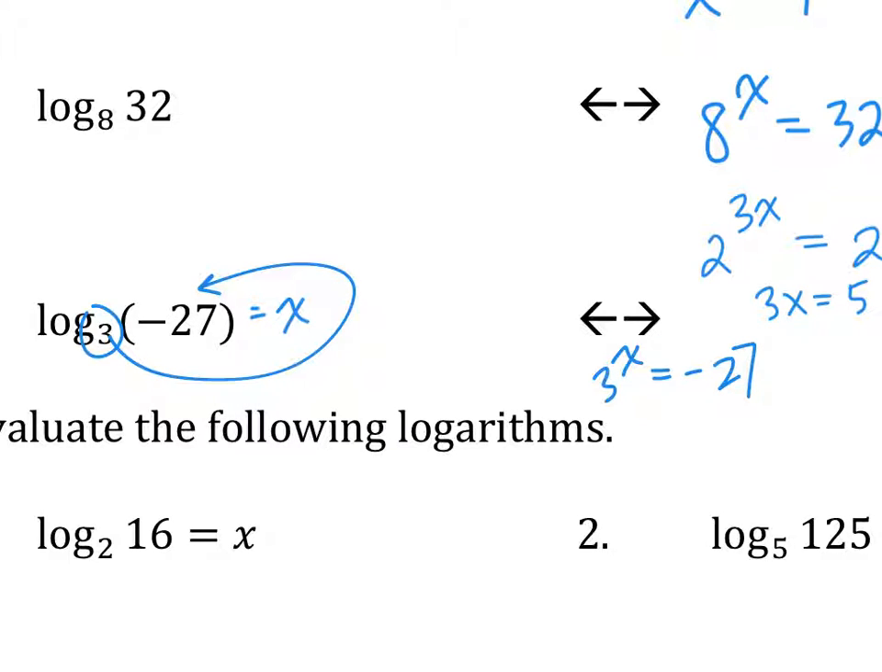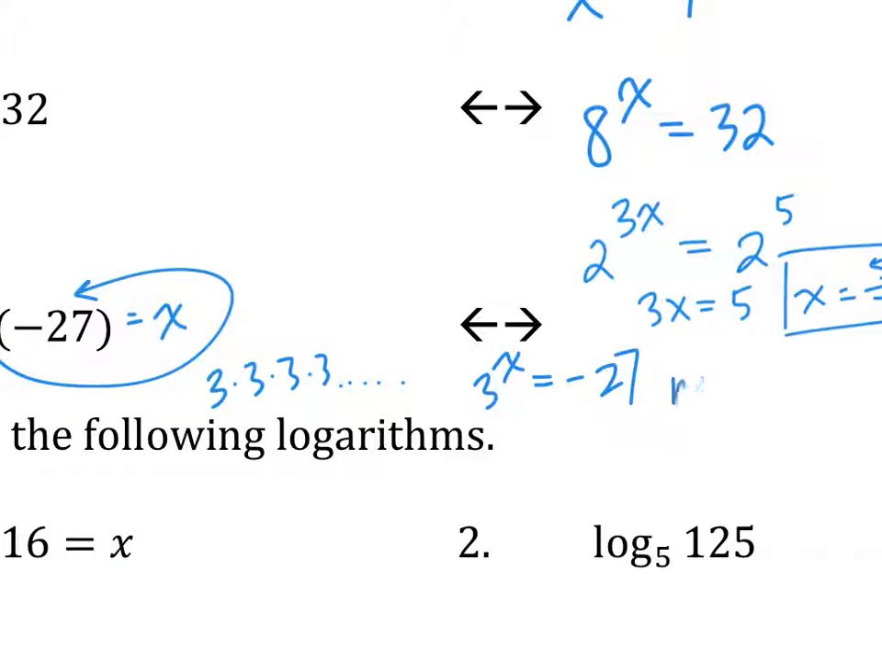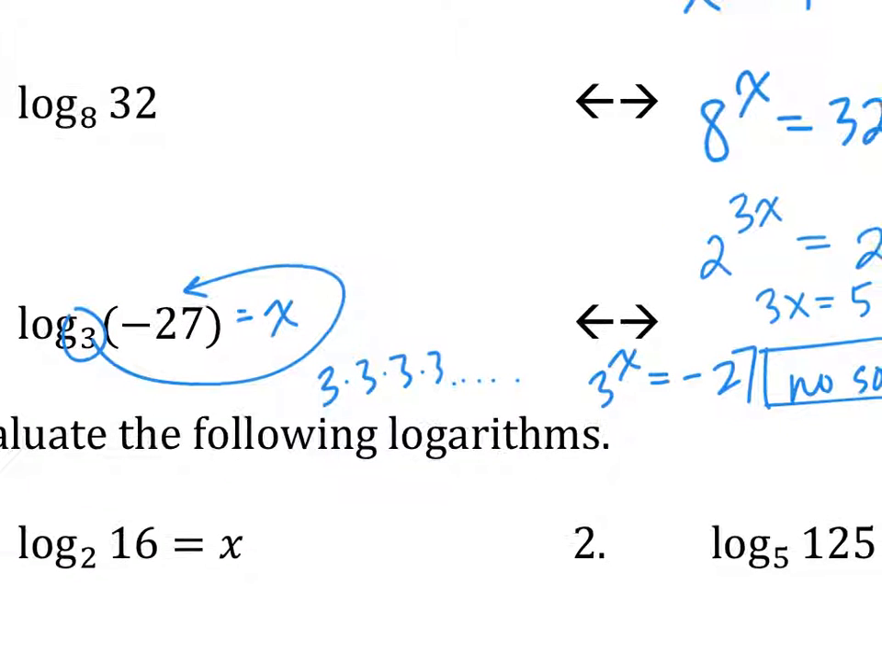Well, let's think about it. 3 to the something means 3 times 3 times 3 times 3, and so on. If you keep multiplying a positive number, will you ever get a negative number? No, it's impossible. So this is no solution. Basically, in short, you can't have a negative inside the log. It's just no solution.